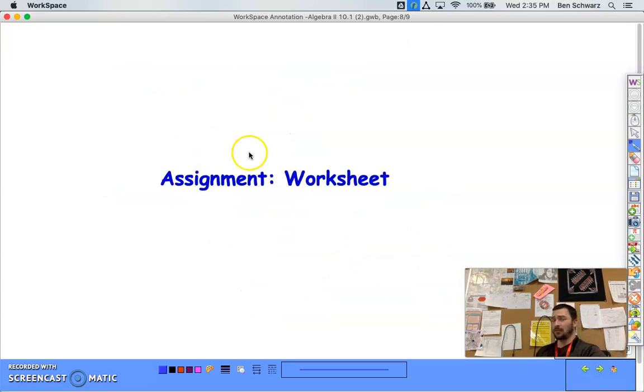Your assignment is just a worksheet, so I'm going to give it to you as a PDF. You'll have the answer key too. Try to work through it without the answer key first, and then obviously when you're done, check your answers. If you have any questions, just shoot me an email.